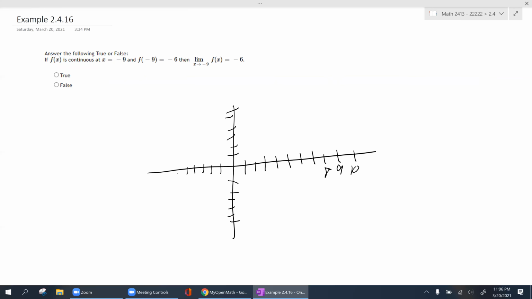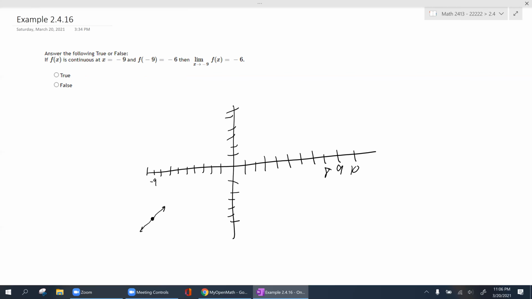1, 2, 3, 4, 5, 6, 7, 8, 9, 10. Whenever x equals -9, the y that's associated with that is -6. So that means this point exists. And since that point is continuous, I know there's something probably going on to the left, and there's something probably going on to the right. Because it's continuous at that point.